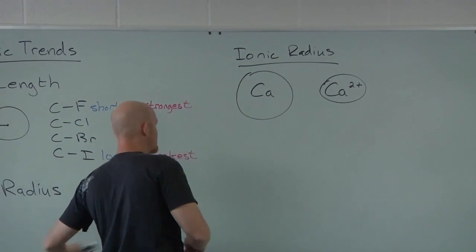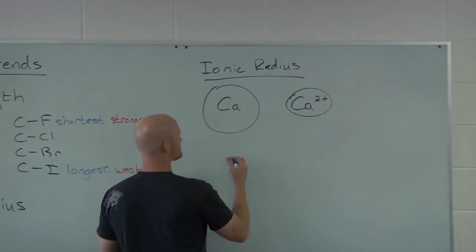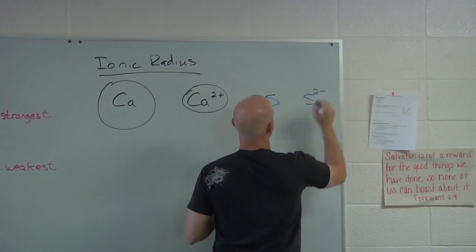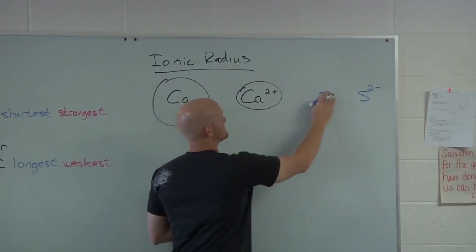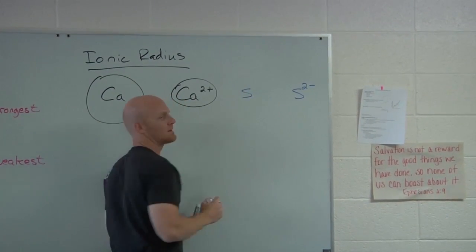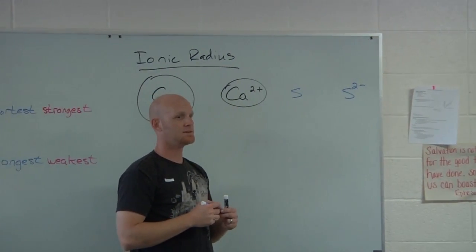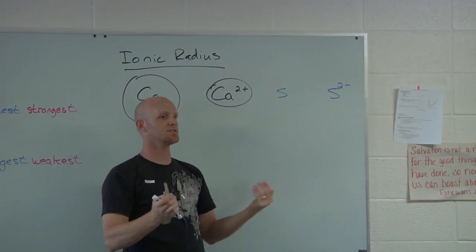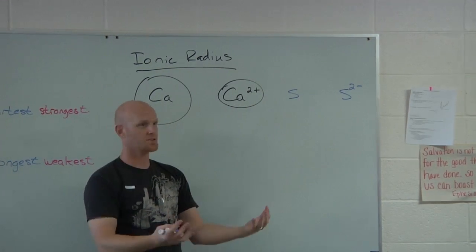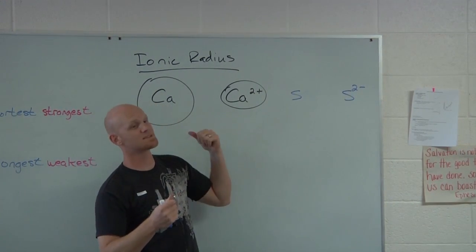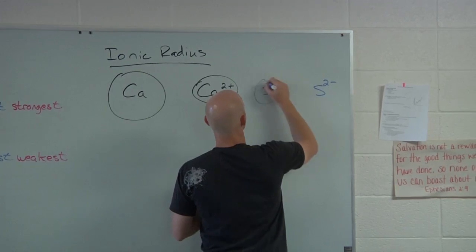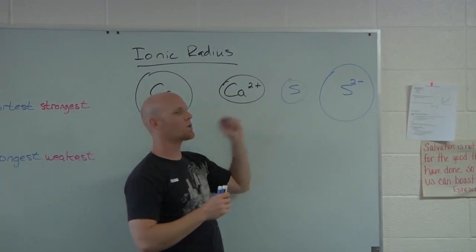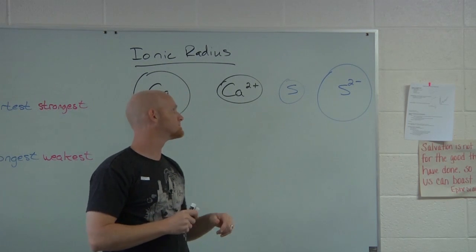Now, what if I were to ask you to compare, say, sulfur and sulfur 2-? Let's get a little more room here. Why is it bigger? Because it has more radius. Yeah, you've just added 2 extra electrons to its electron cloud, and so you've made the electron cloud bigger. More electrons in the electron cloud, it makes sense that it's bigger. And so in this case, we learn that anions are bigger than their corresponding neutral species.